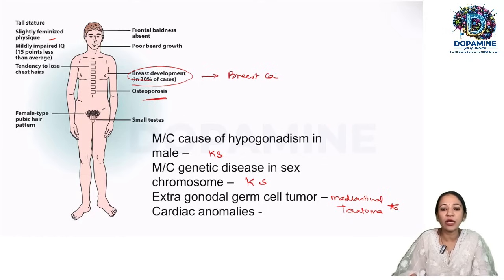And these people also can have multiple cardiac anomalies, ranging from ASD, VSD. Even they have a high risk of mitral valve prolapse. So this can present again in adolescent age. So this is something about Klinefelter syndrome.